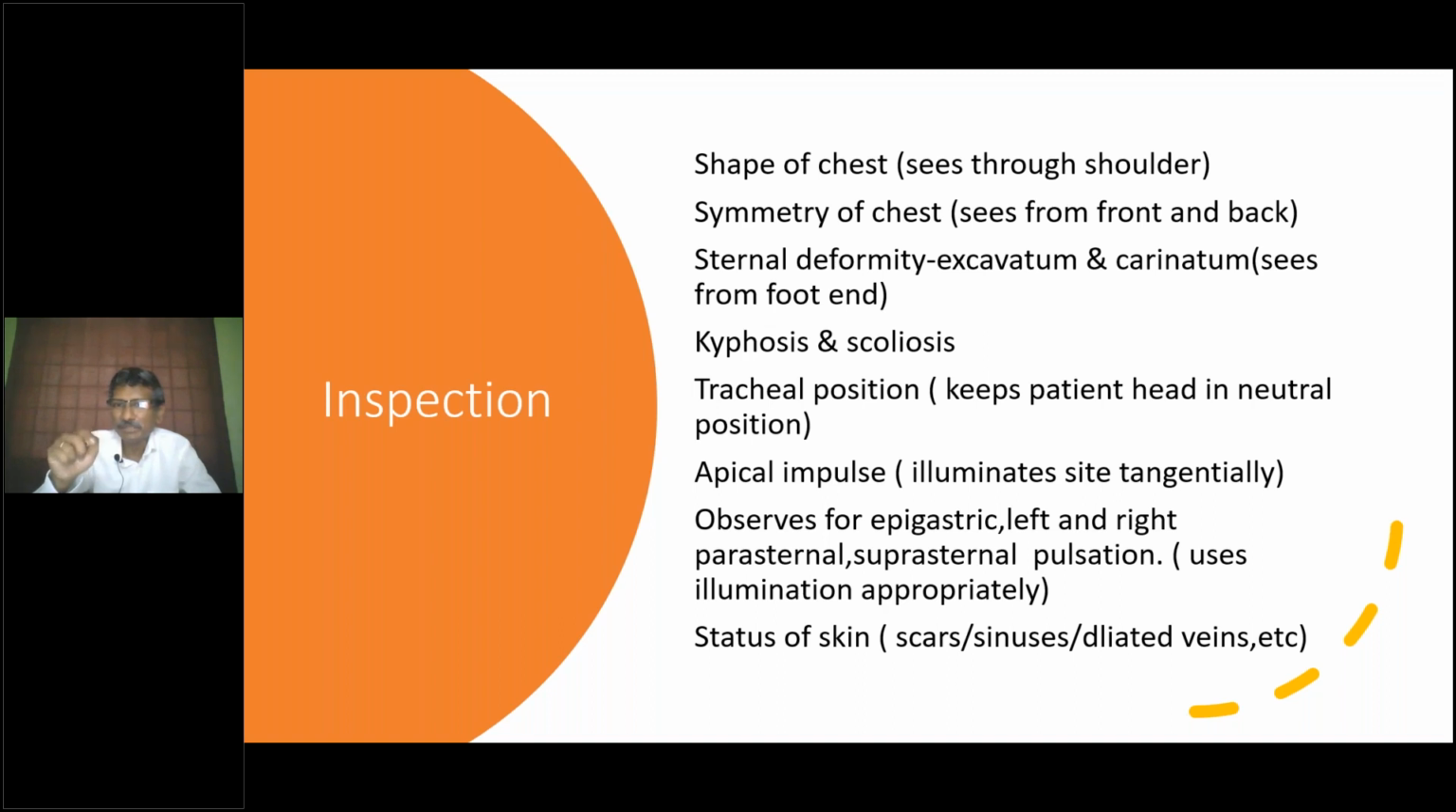So the next point I mentioned there: observe for epigastric, left and right parasternal, and suprasternal pulsation using illumination properly. You look at the pulsation in the epigastric region, again illuminating tangentially, then see the right parasternal region, the left parasternal region, and the suprasternal region for pulsation. This will give you some clue to underlying cardiac pathology.